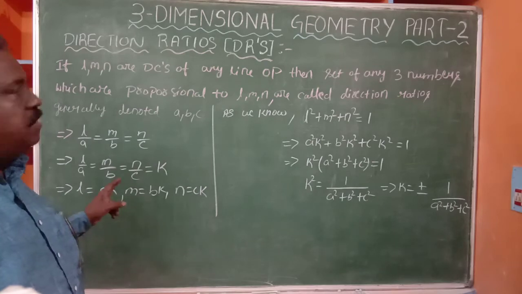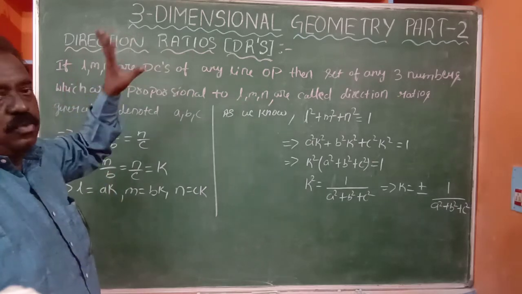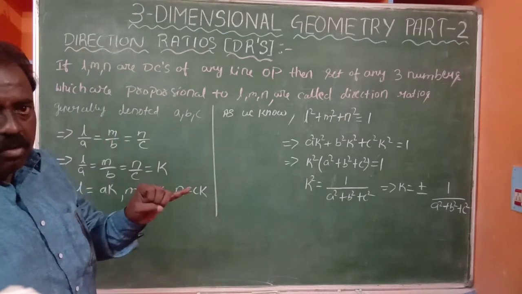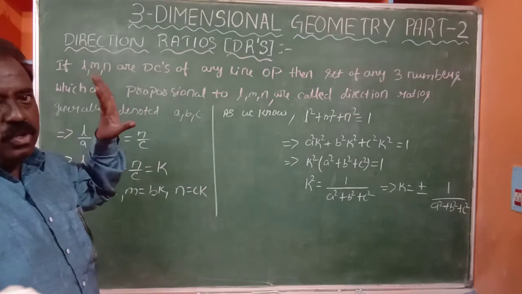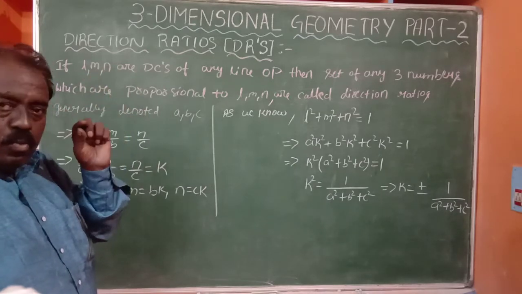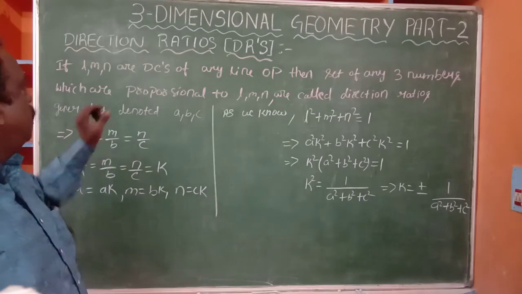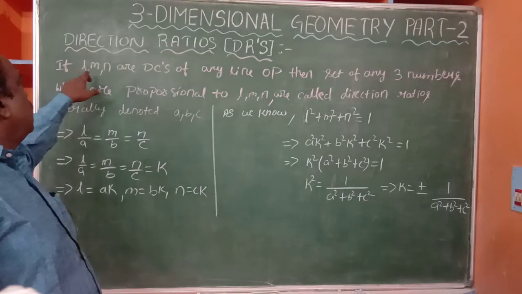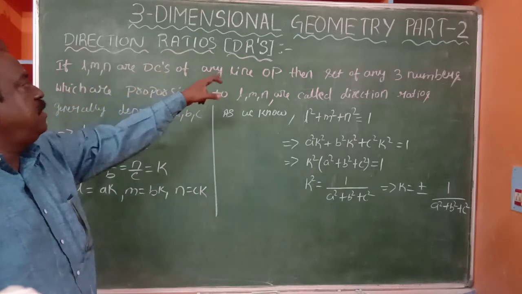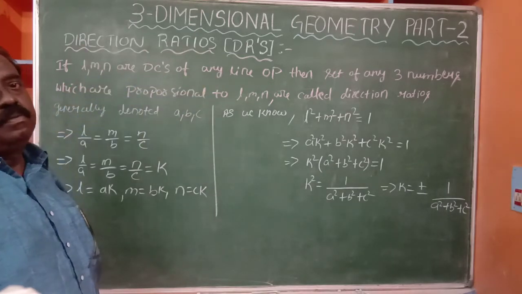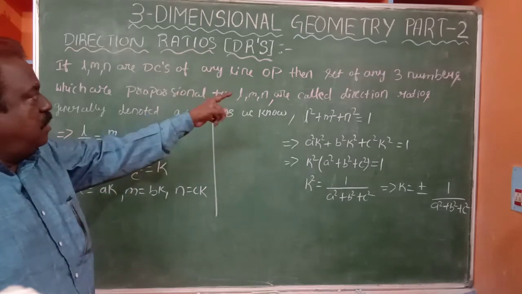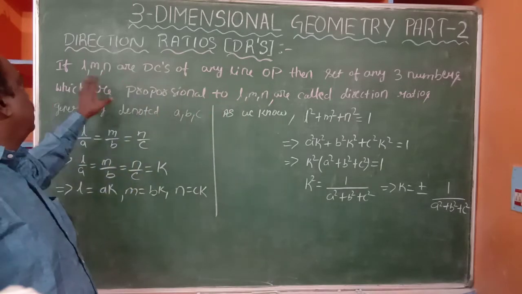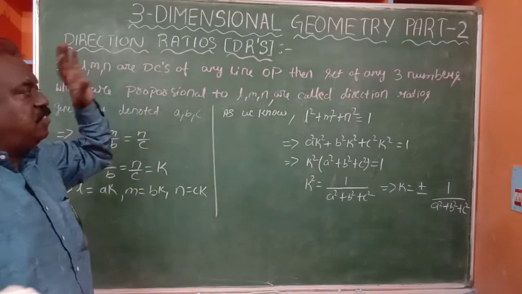Now, the next concept is direction ratios. It is also taught in vectors. Direction cosines are over, now direction ratios. You have to know it by heart and learn the definition also. What are direction ratios? L, M, N are the DCs of any line, not only OP, but OA or AB, any line. For that line, L, M, N are the DCs.